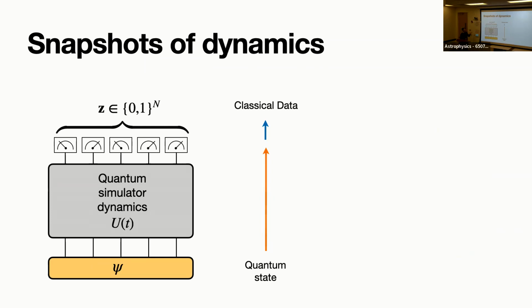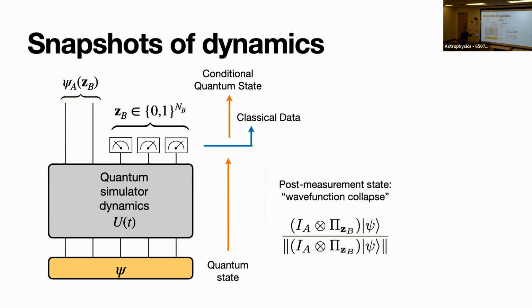You can, at least on many of these platforms, measure only a part of your system and leave the rest potentially untouched. And in doing so, you would transform your quantum state into some hybrid object that contains both classical data, which is the outcome of your measurements over here, and a post-measurement or post-collapse conditional quantum state that knows and cares about the outcome of your measurement on the remaining part of the system. Okay?